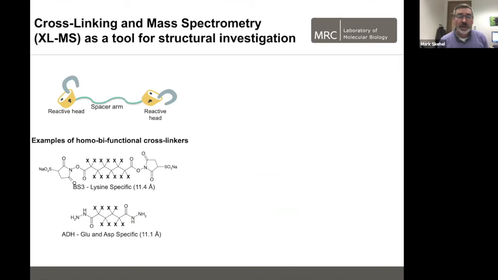And so what we have is a cross-linker with two reactive groups at either end and a spacer arm in the middle that can vary in length. Here's just BS3. So you've got NHS esters at either end, this succinimidyl group. And then you can label these in the middle, which can help you to identify peptides.